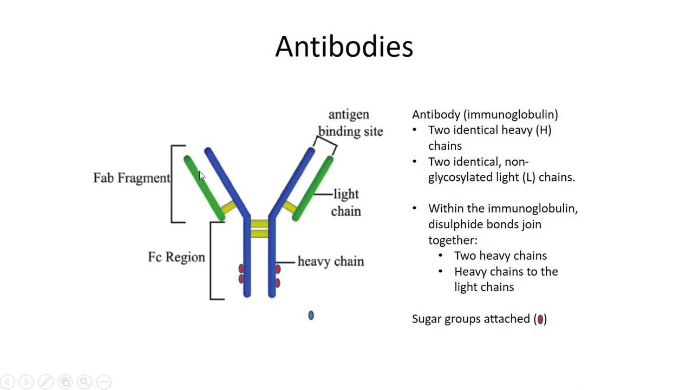You have the Fab fragment, which is probably the most important fragment because it contains the antigen binding site. The antigen binding site of different antibodies will be different because it is designed in a way that it specifically binds with its target. Whereas the Fc region is generally well conserved. All antibodies present in a human will have the same Fc region structure. All antibodies in a mouse will have the same Fc region, and so on.